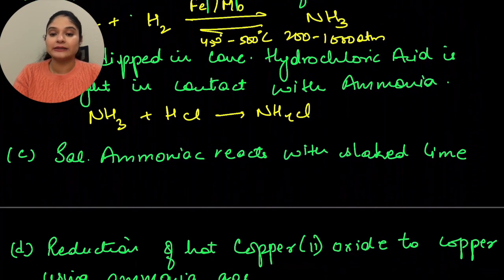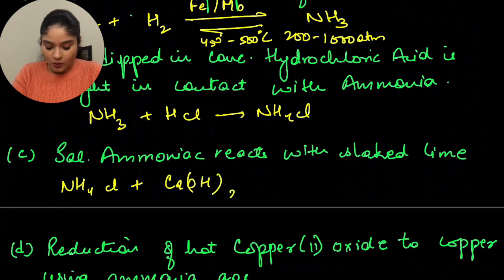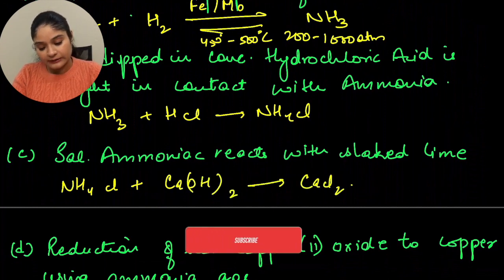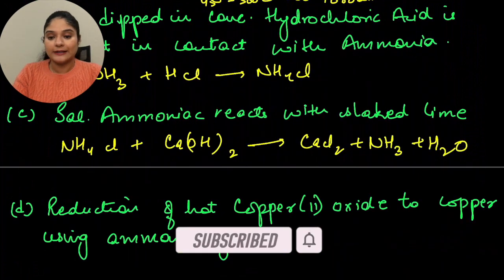Then the next is sal ammoniac reacts with slag lime. So what is sal ammoniac? That is NH4Cl, and what is slag lime? That is Ca(OH)2. So let's write that. NH4Cl plus Ca(OH)2 will give you CaCl2 plus ammonia plus water. Let's move to the next one.